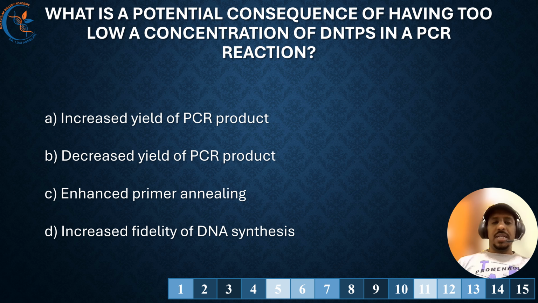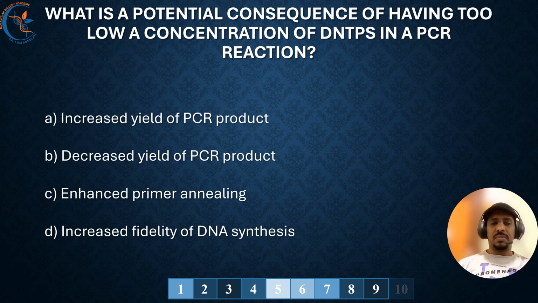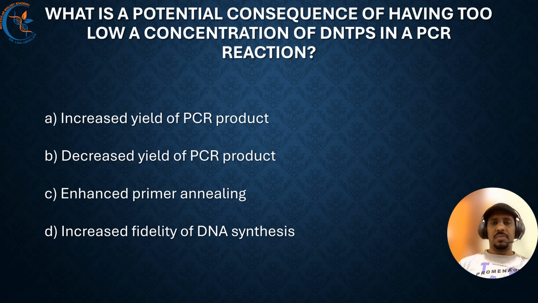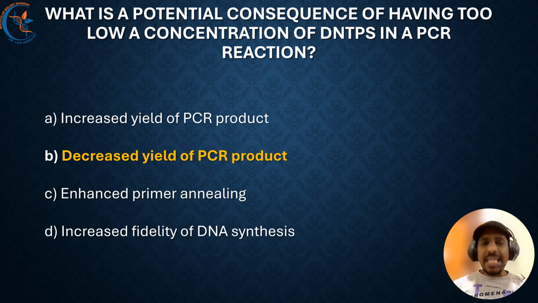All right, let's see the next question here. What is the potential consequence of having too low a concentration of dNTPs in a PCR reaction? The correct answer, decreased yield of PCR product. dNTPs are the building blocks of new DNA strands, right? So insufficient dNTPs can limit the amount of DNA synthesized, resulting in a lower yield of the PCR product.